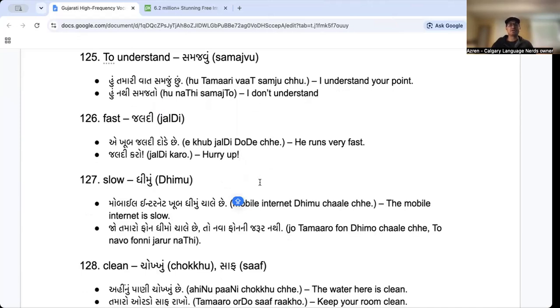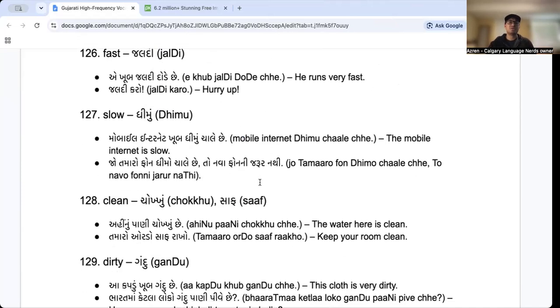Or something that I heard a lot growing up because I was a very slow moving child. Jaldi karo or jaldi kar. Hurry up, right? The opposite is dhimu. Dhimu is slow. So mobile internet khub dhimu chale che. The mobile internet is very slow.